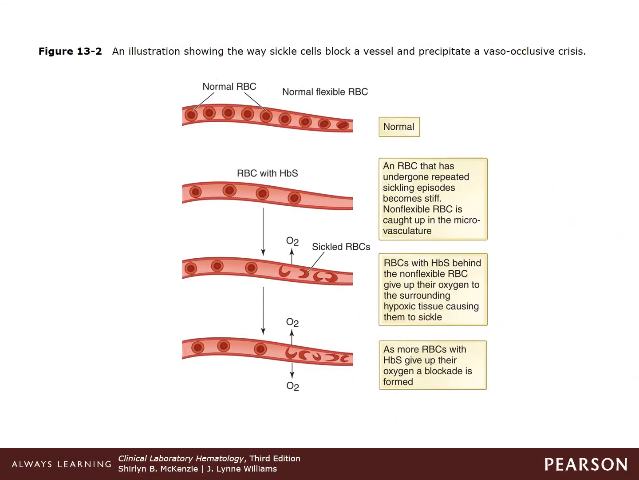Now, vasoocclusive crisis is when those poorly deformable hemoglobin S cells have difficulty squeezing through small capillaries. The red cells behind them become blocked, giving up oxygen to those hypoxic tissues. They deoxygenate, polymerize, and sickle, which increases that blocked region and leads to tissue necrosis. Recurrent episodes lead to infarct of tissues in the liver, bone, lung, and spleen. And again, splenomegaly in early childhood can definitely occur.